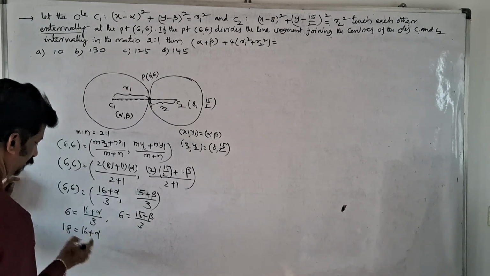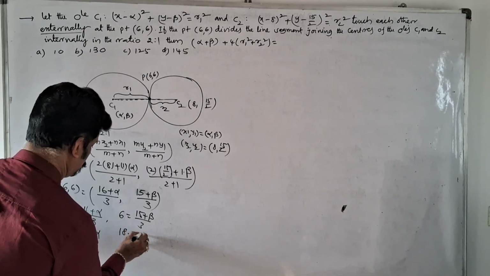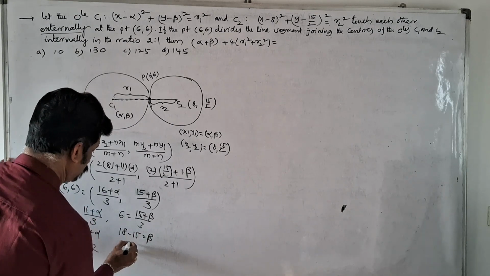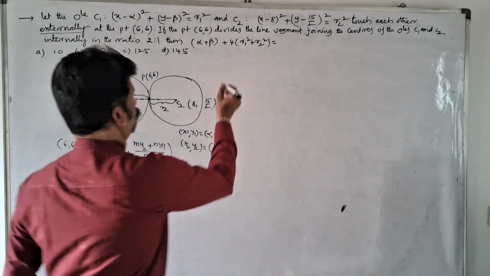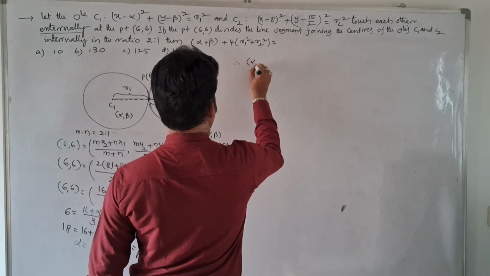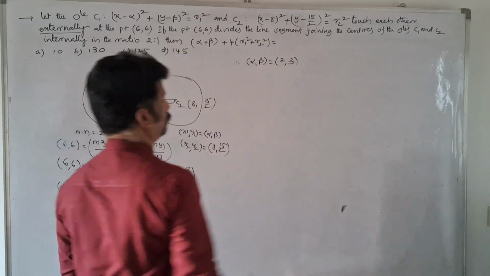Alpha is equal to 18 minus 16, which is 2. Now 18 minus 15 is equal to beta, so 3 is equal to beta. So therefore alpha comma beta is equal to how much? 2 comma 3. This one is completed.